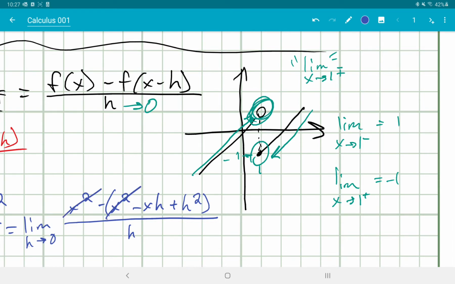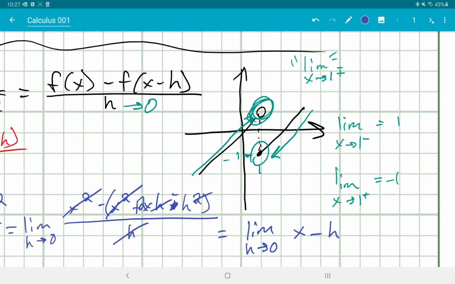So this will cancel with that. This will become positive. This will become negative. And then we take out an h. So that was really complicated math, but it means that you get the limit as h goes to 0, after simplifying, of x minus h.